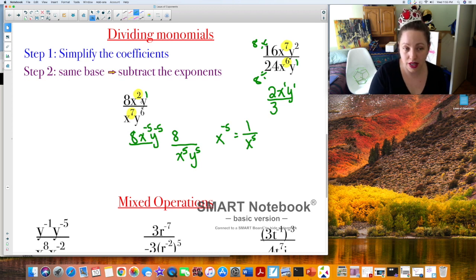Another way to think about it, if you had 2 x's on top and 7 on the bottom, when they cancel out, where are the x's that are left? There was more here, so they'd be on the bottom. That makes sense. Okay?